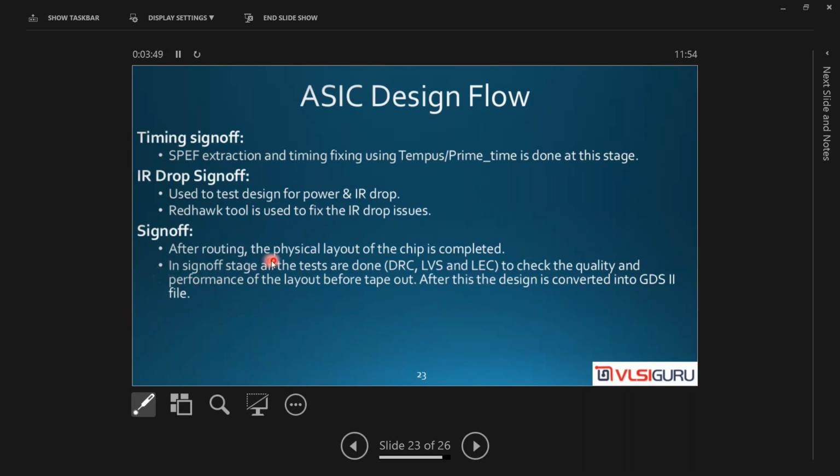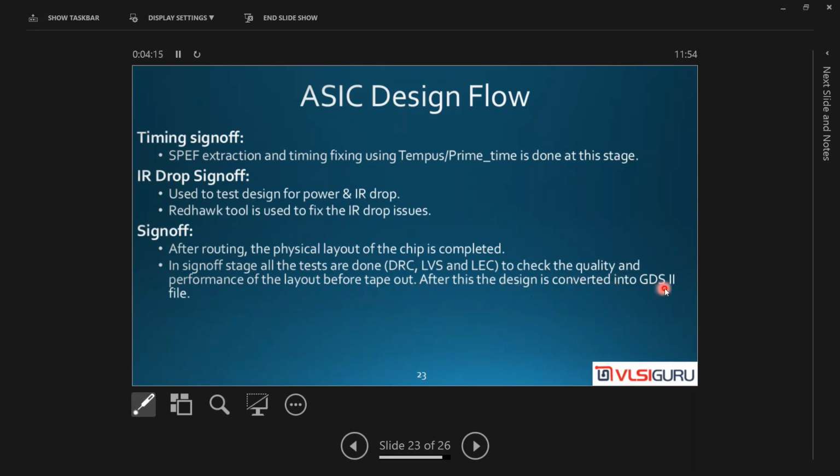So sign off after routing, the physical layout of the chip is completed. In the sign off stage, all tests are done. DRC, design rule constraints. Constraints are nothing but rules. Certain rules are given to us by the foundry, and our design should follow that. That is checked. Otherwise, your foundry will not be able to fabricate your IC. LVS, LEC, everything is checked to verify the quality and performance of the layout before tape out.